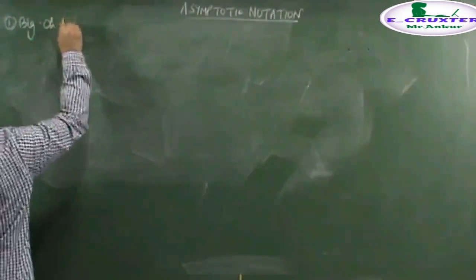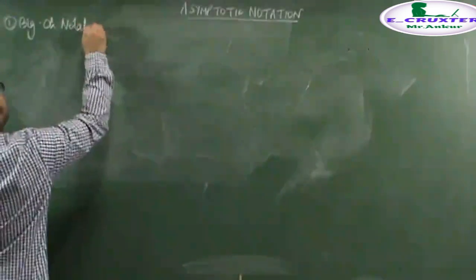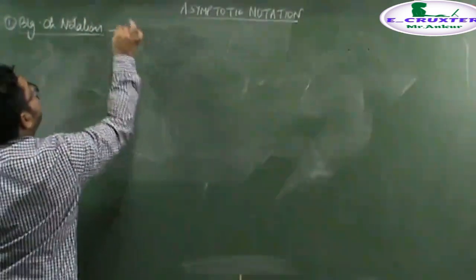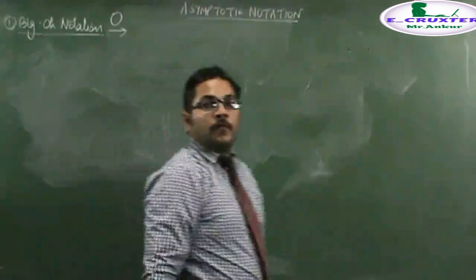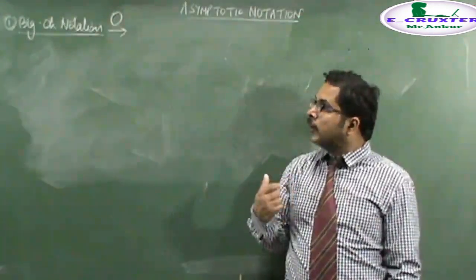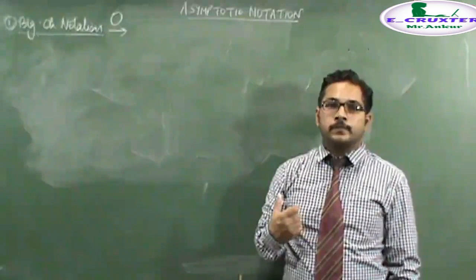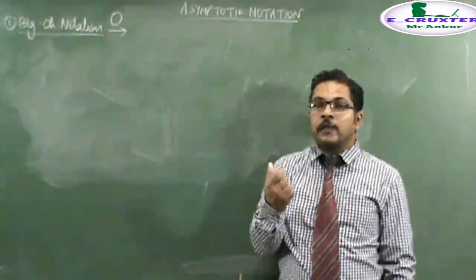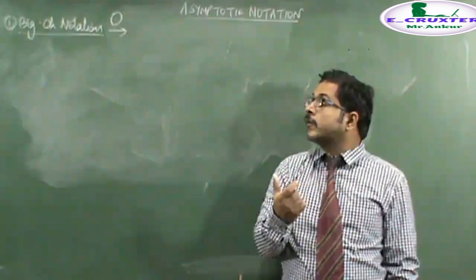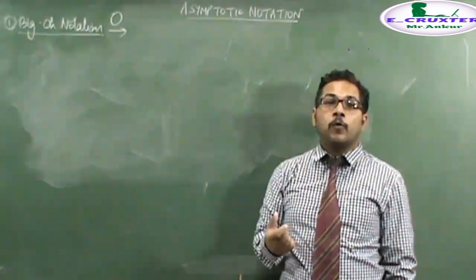First one is the big O notation, and it is denoted by big O. Then what is basically big O notation? When we have only an asymptotic upper bound, that is, we are given any function, and for this function we are finding only the upper bound for the function, then it is denoted by big O notation.